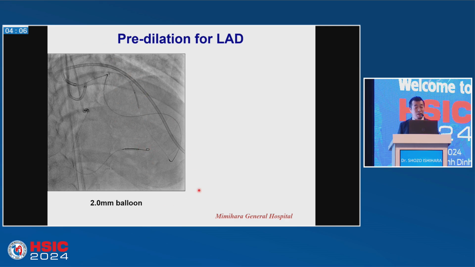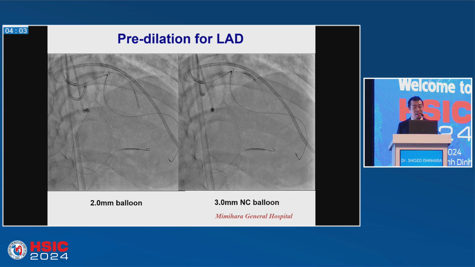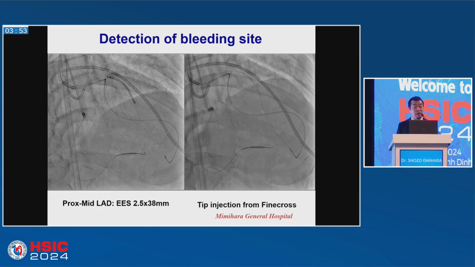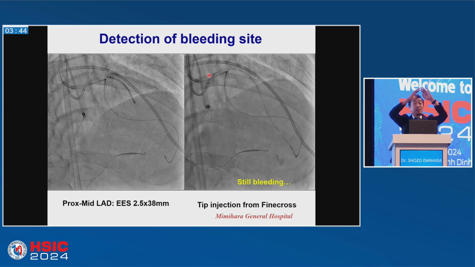After wire crossing, it's easy. 2.0 balloon dilation, 3.0 balloon, and non-compliant balloon dilation. And also we put a stent in the mid LAD. After that, I wanted to check the bleeding, because if I put the whole stent and get enough coronary flow of the LAD, maybe the coronary perforation site will bleed more and more. So I checked, but still bleeding.